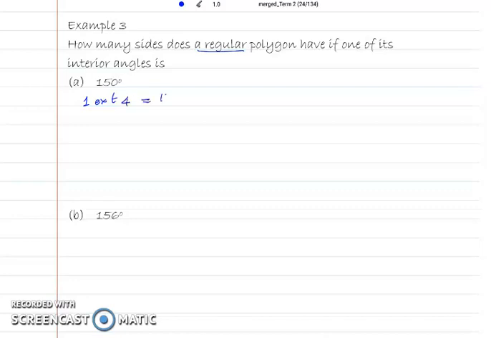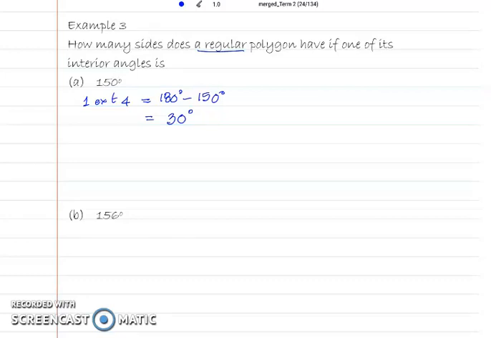This would be equal to 180 degrees minus 150. So one exterior angle is equal to 30 degrees. All right, so one exterior angle is equal to 180 minus 150 because the exterior angle and interior angle must add up to 180 degrees. They are angles on a straight line. Check your notes and you will see.